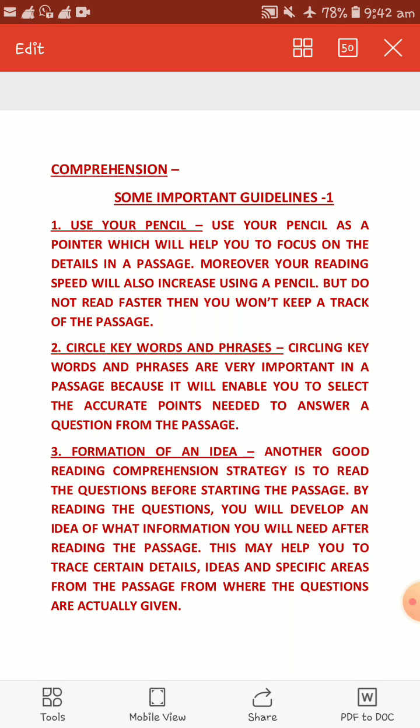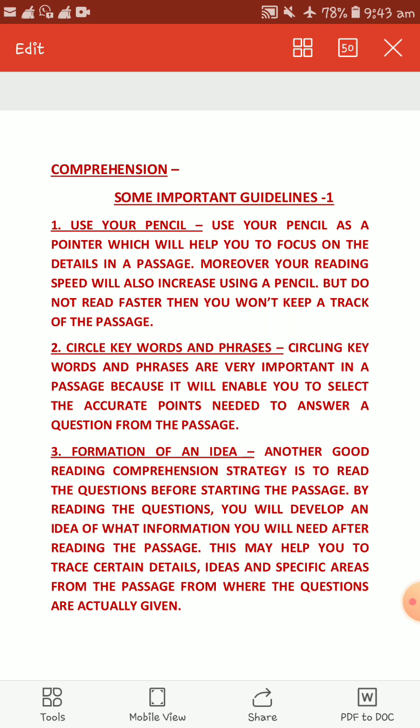And what are those positive aspects? You will develop an idea of what information you will need after reading the passage, because if you read the question, you can develop some idea that the passage might be related to this, or it might be related to that. This question I might find the answer here, so let me locate this paragraph in this way. This may help you to trace certain details. This is important, because if you read the question, ultimately it has some benefit.